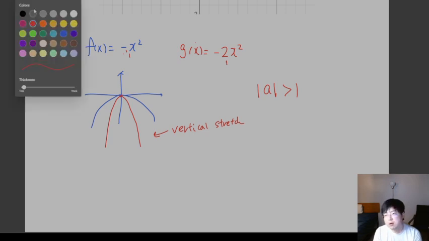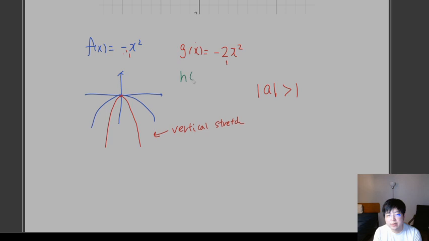So what if I make h of x equal to negative half x squared? Then again, you ignore the signs. That's half compared to 1. Half is less, right? So it must be wider. Therefore, this is vertical compression, okay? It's vertical compression.